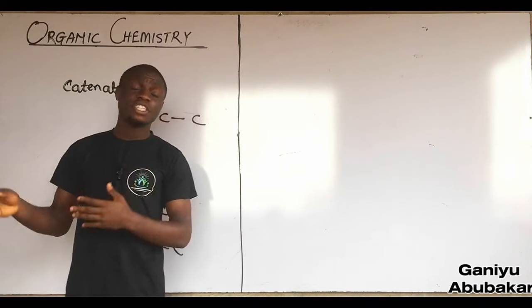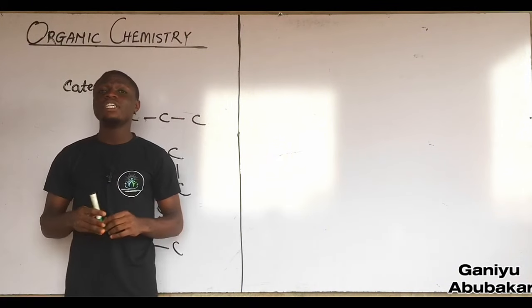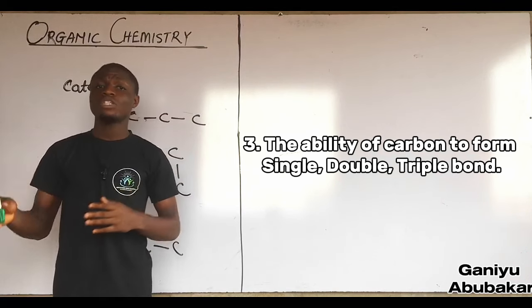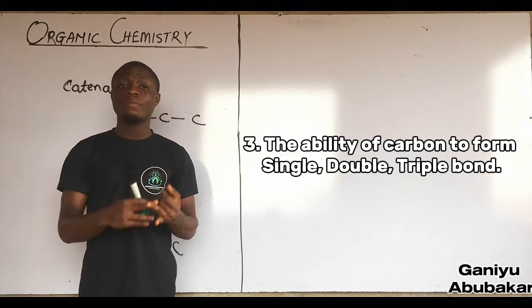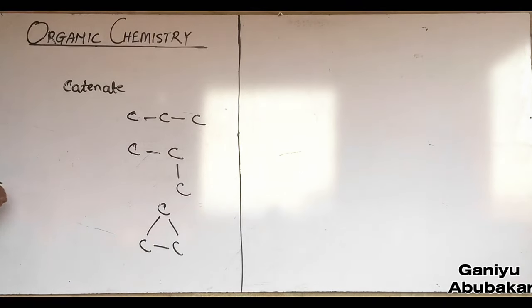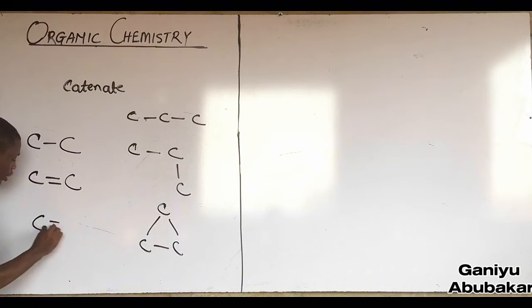The third important reason why we consider carbon as a major element in the study of organic chemistry is the ease or the ability of carbon to combine with one another to form a single bond, double bond, and triple bond. So carbon can easily combine with one another to form a single bond, as in this case, a double bond, as in this case, and it can also form a triple bond, as in this case here.